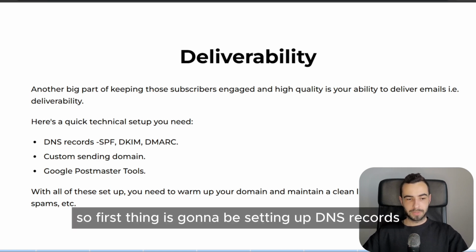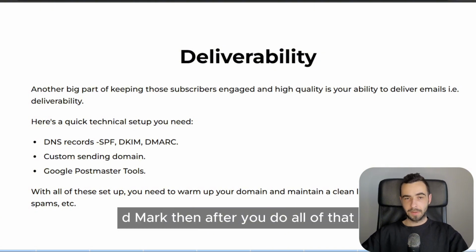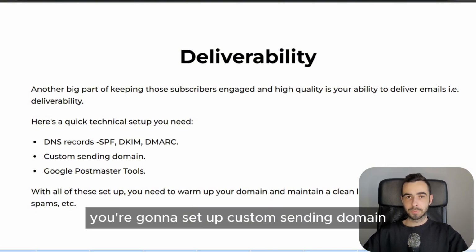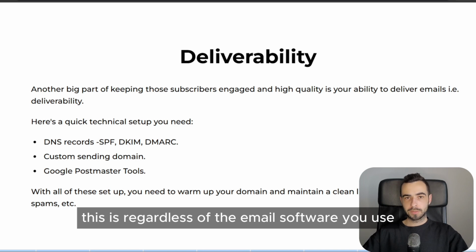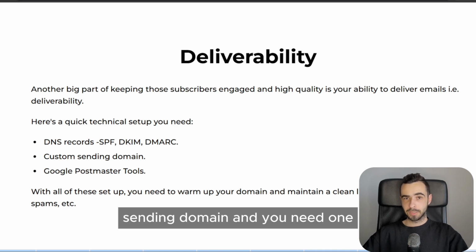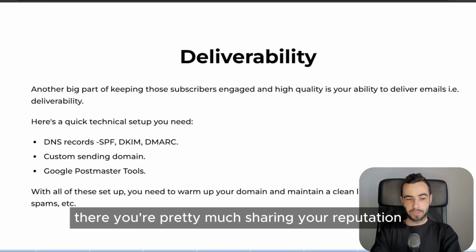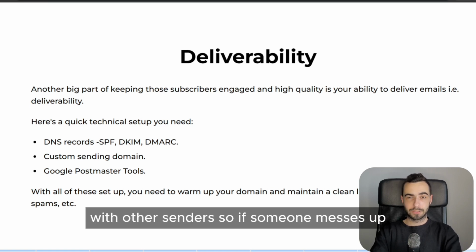So first thing is gonna be setting up DNS records: SPF, DKIM, DMARC. Then after you do all of that, you're gonna set up a custom sending domain. This is regardless of the email software you use. If you're using a good software for sending emails, it will have an option to set up a custom sending domain, and you need one, because if you're using a shared sending domain, you're pretty much sharing your reputation with other senders.